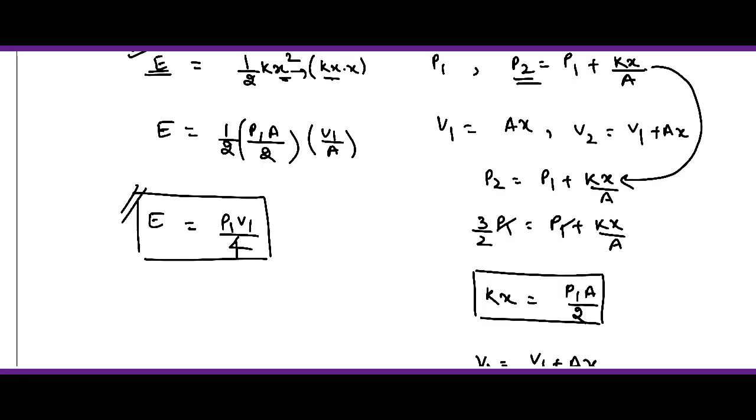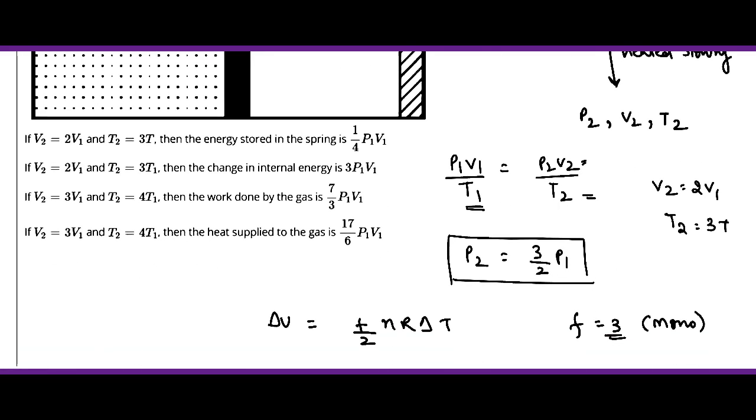Now we are going to check statement first and statement second. Because in the first and second statements they are giving the final volume and the temperature, same, I solve them together. Okay, so the energy stored in the spring is P1 V1 by 4, correct? We just calculated this, and the change in internal energy is 3 P1 V1. We solved this earlier. Okay, and the value is correct. So these two statements are correct.